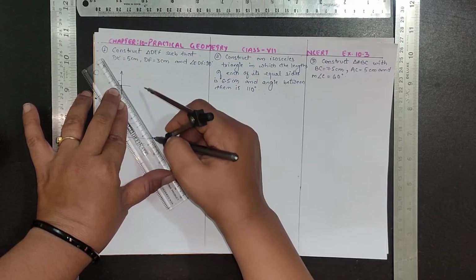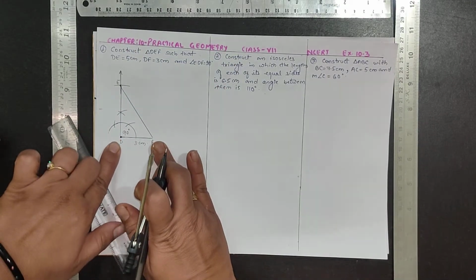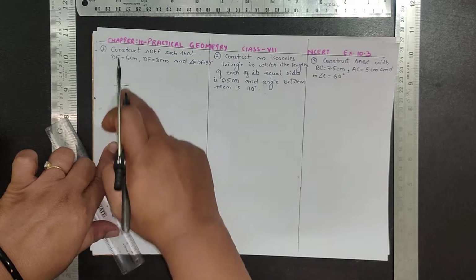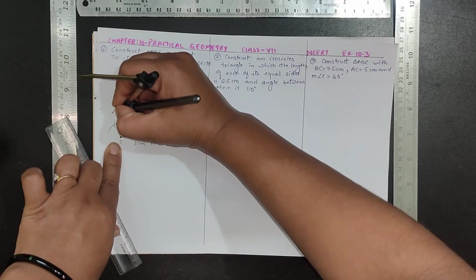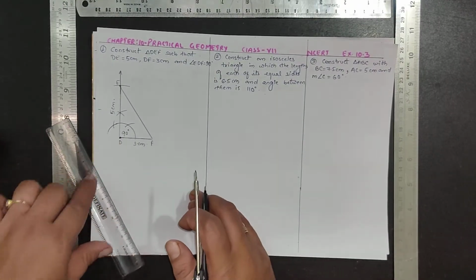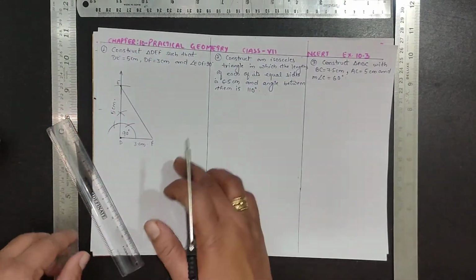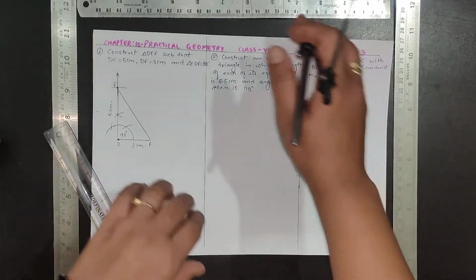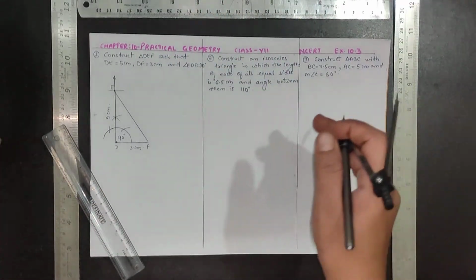That's it. Only 3 steps. First step, 3 cm. Second step, 90 degrees. Cut an arc of 5 cm from D and then join EF. Okay, so this is your triangle DEF.